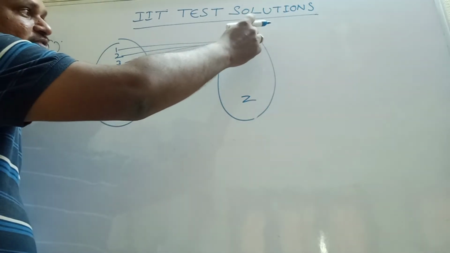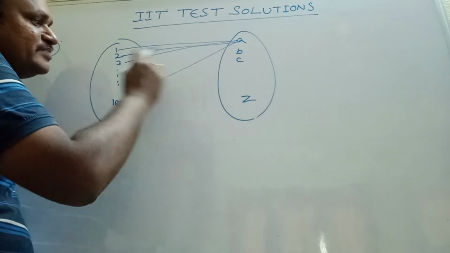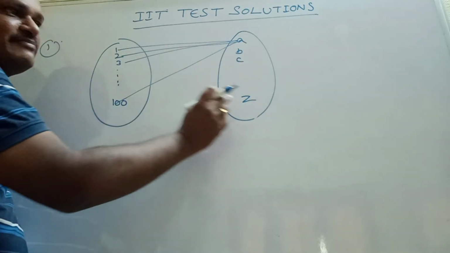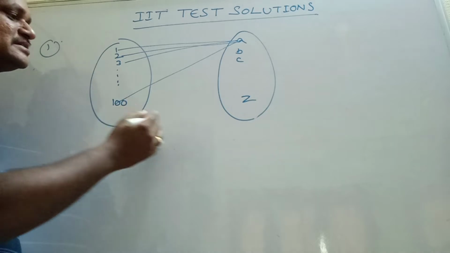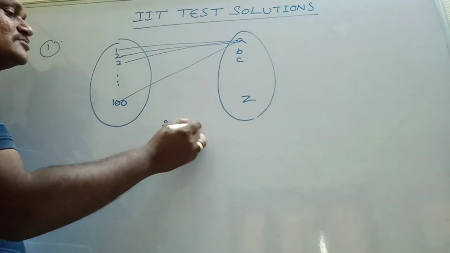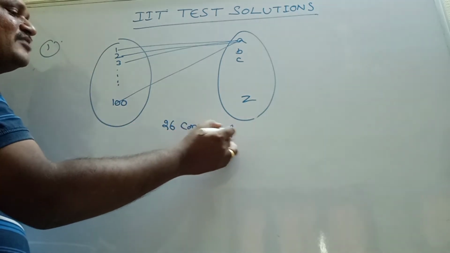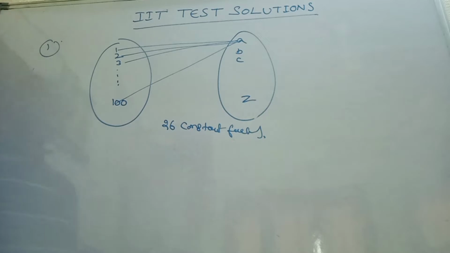Like this, they all can map to A, they all can map to B, they all can map to C, they all can map to Z also. Therefore, in total, how many do you have? 26 constant functions. Therefore, the answer is option number 2.